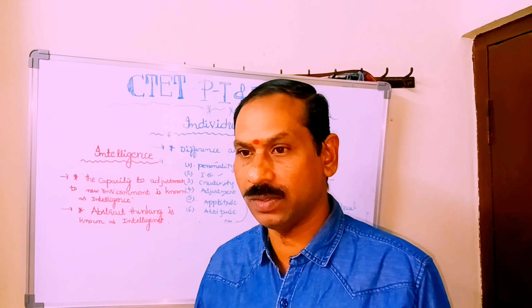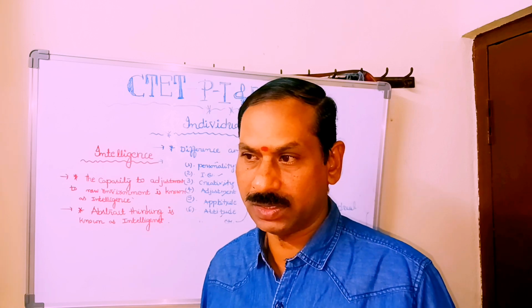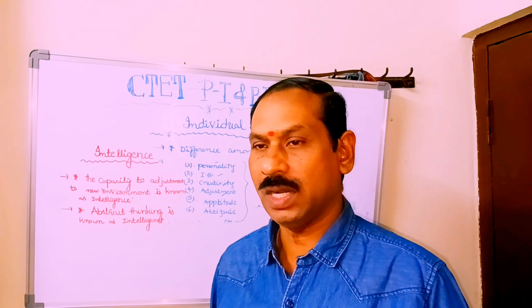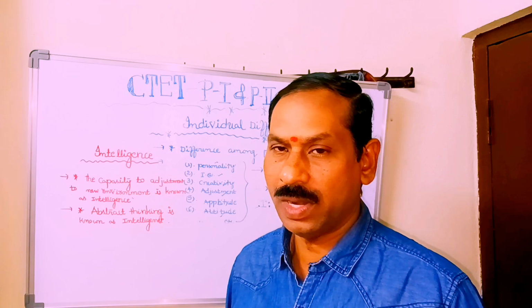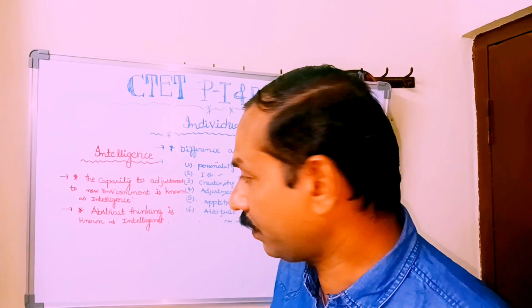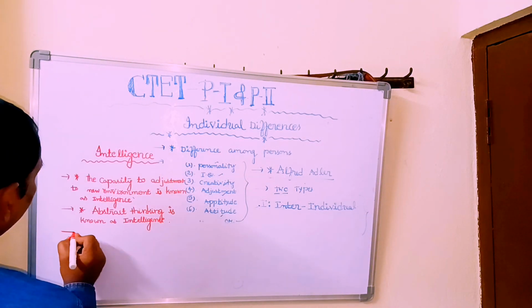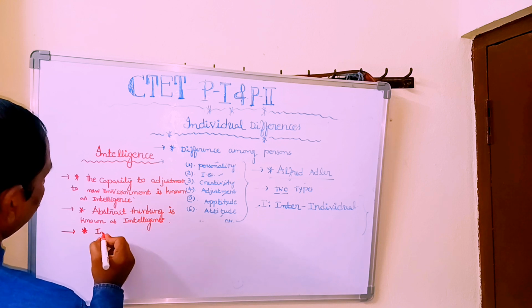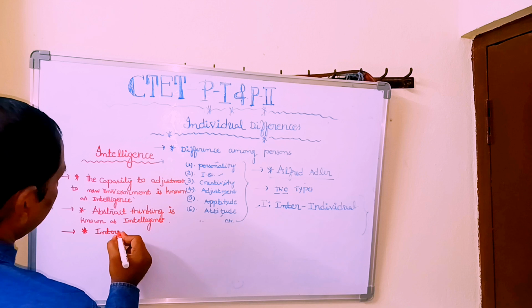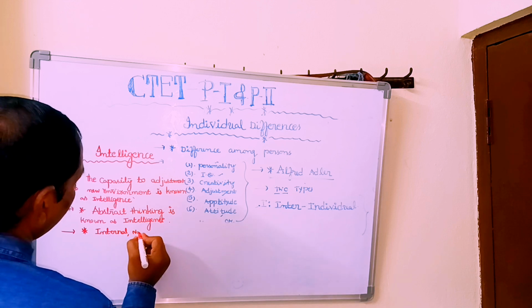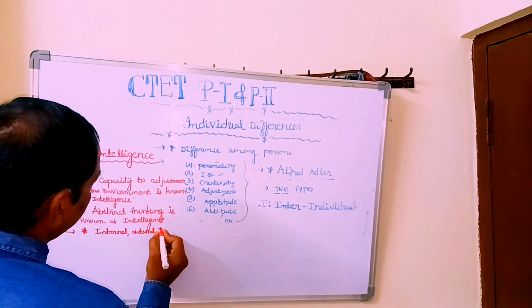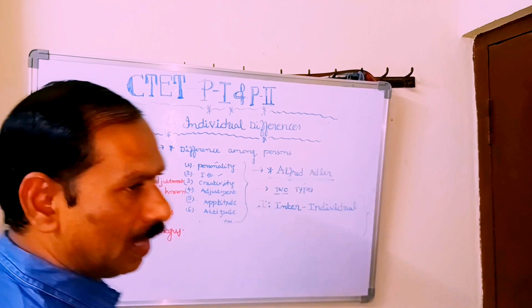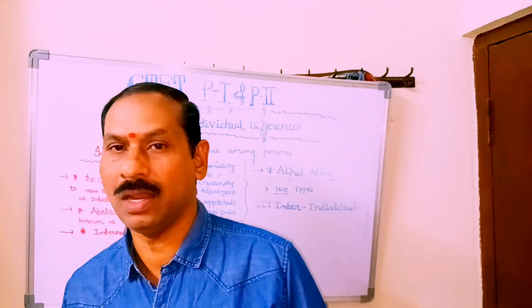The capacity to adjust to the new environment: whenever a person adjusts in a new situation, in a new environment, that is known as intelligence, or abstract thinking is known as intelligence. And intelligence is a natural internal energy.